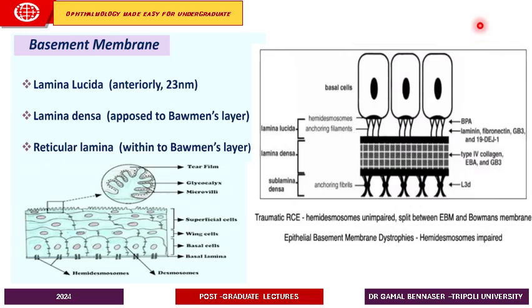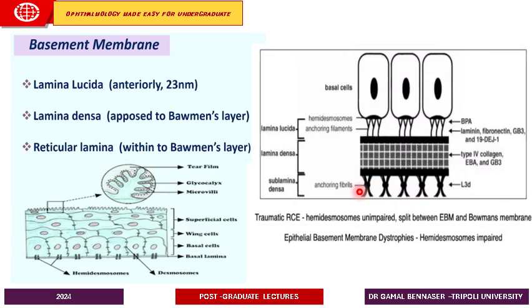Now, it's important here to know that recurrent corneal erosions are a problem that can happen due to trauma or due to dystrophy in the basement membrane. Now, in the traumatic recurrent corneal erosions, the hemidesmosomes are intact, and usually the problem here is in the anchoring fibrils between the basement membrane and the Bowman's layer. This is in traumatic recurrent corneal erosions.